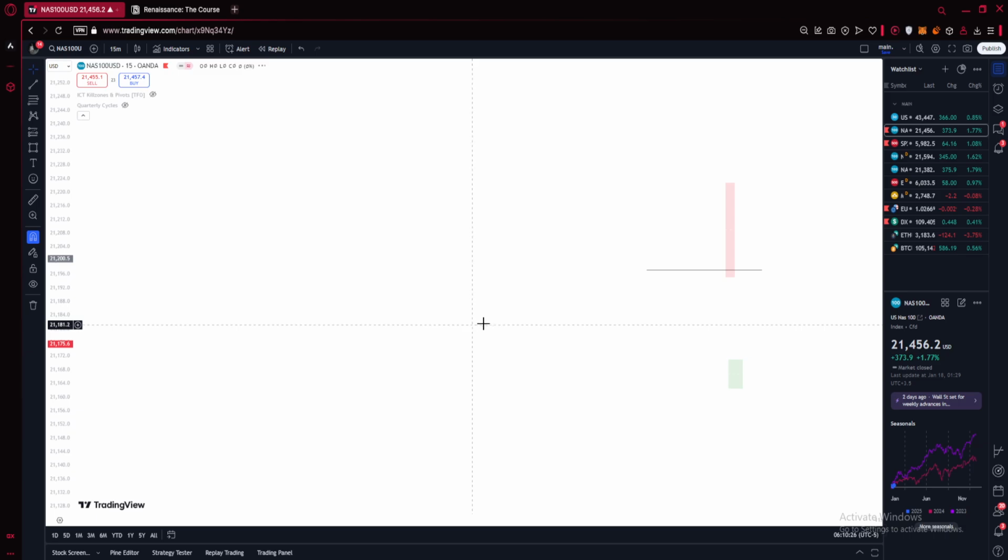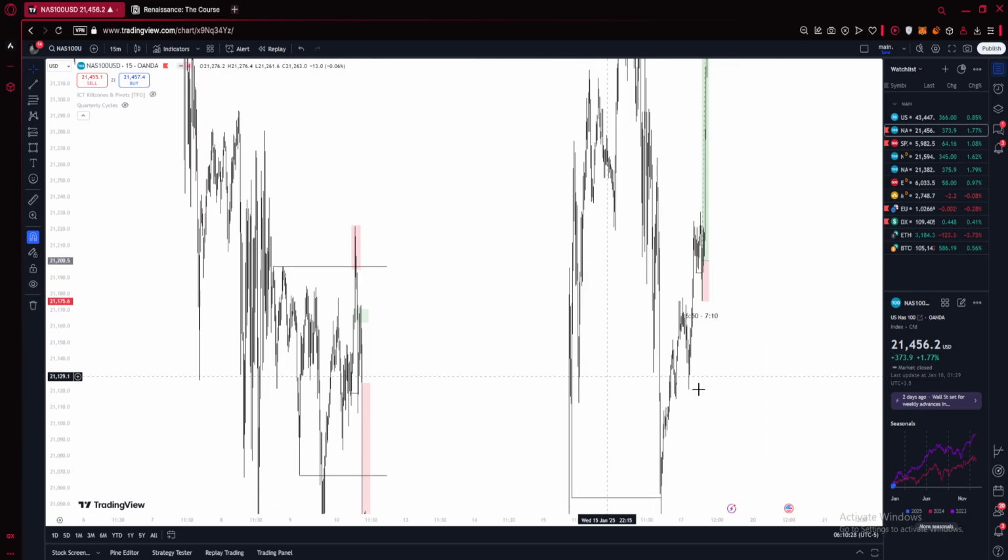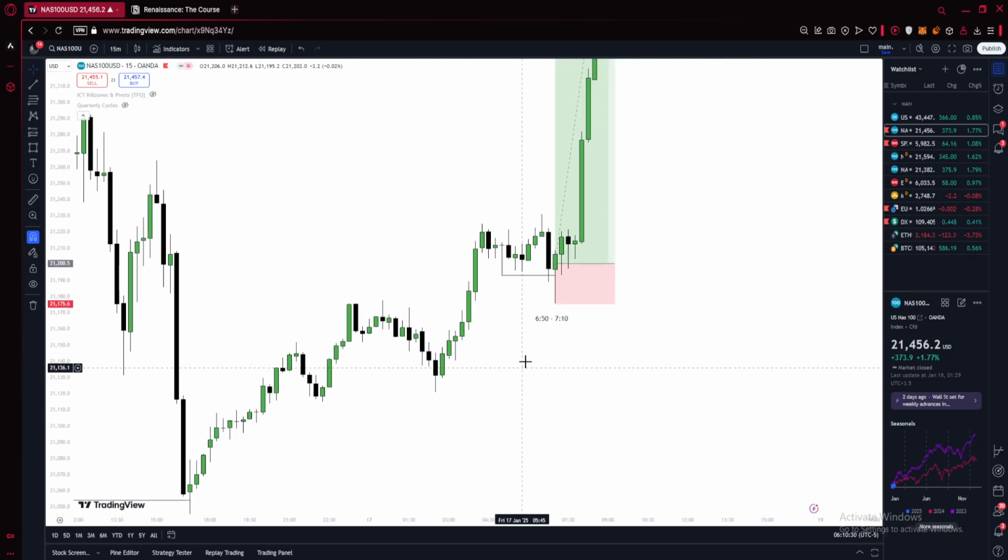It's really as simple. If you don't have a bias within the day, look at the internal power of 3. On the 15 minutes, this looks way cleaner. What do we see here? Sweep into this gap, bam, moves higher. Really that simple.